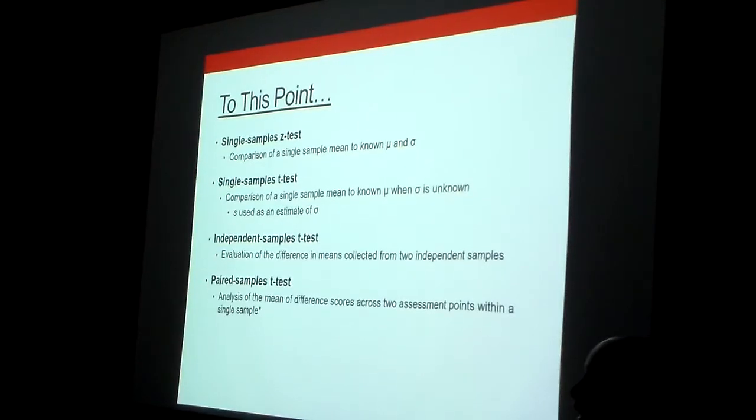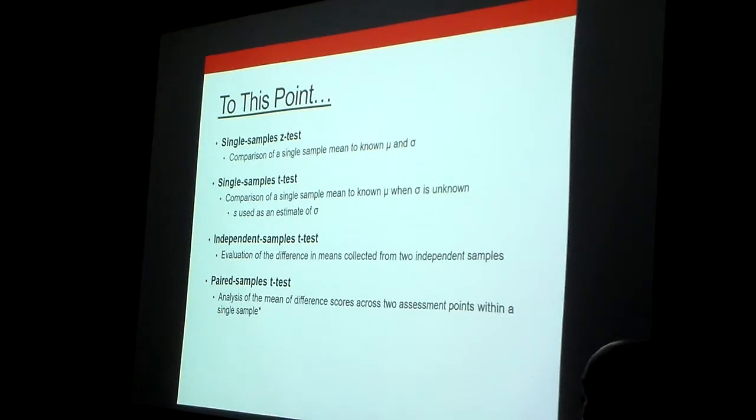So, summary. To this point, what we've done is we've run through our single sample z-test, right? This is a comparison of some single sample to a reference population with a known mean and standard deviation. Great where we could get it. 99.9% of the time we can't, right?